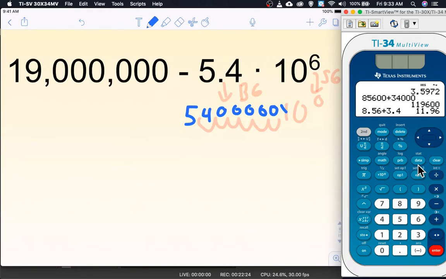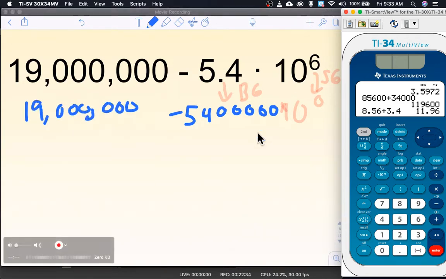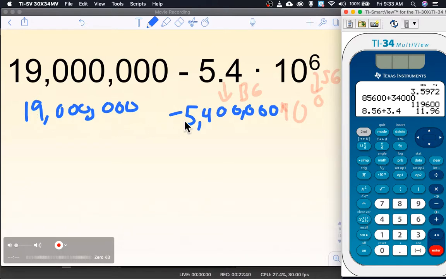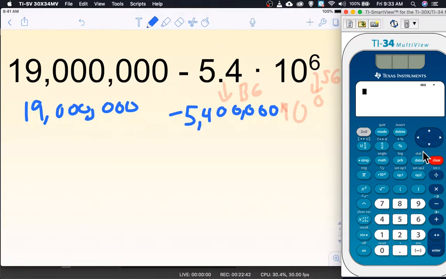Actually, I don't need that times by 10, do I? At least not in blue. All right, so there's my number in standard form. And then 19 million. And I should probably figure out what this number is with my commas. So 1, 2, 3, comma, 1, 2, 3, comma. All right. So I've got 19 million minus 5.4 million. That would give me 13.6 million.